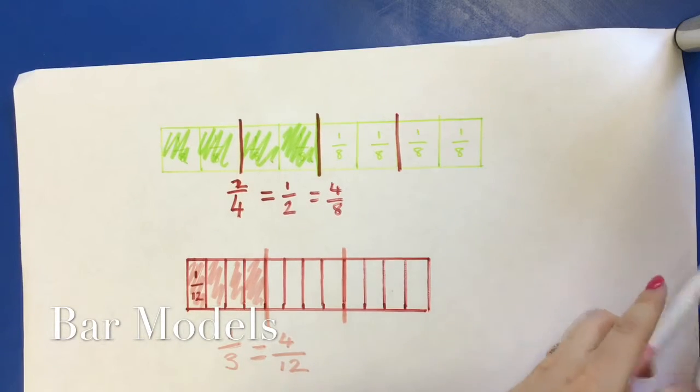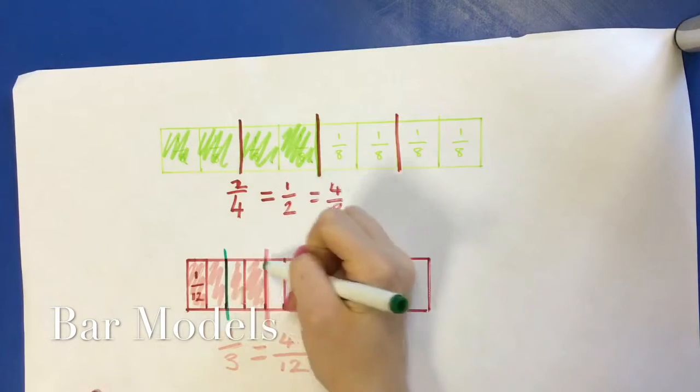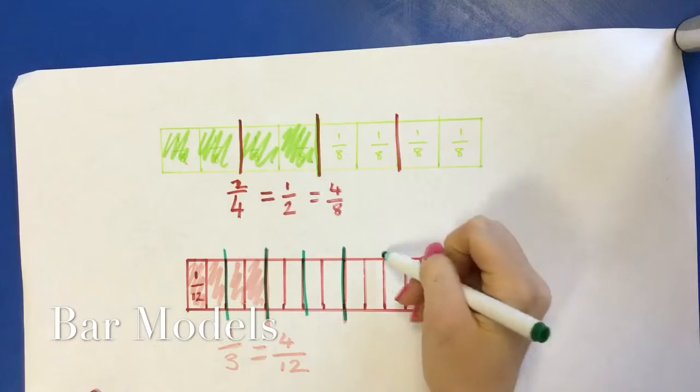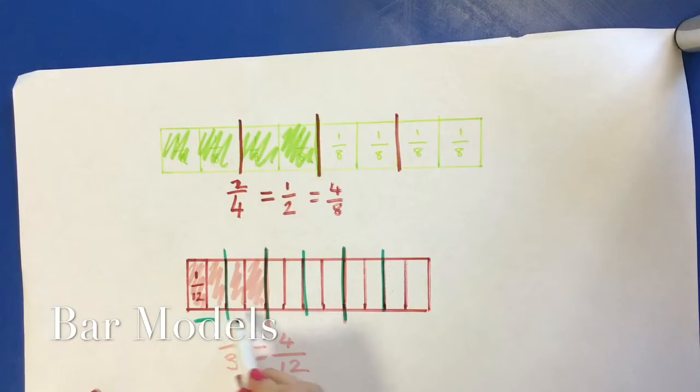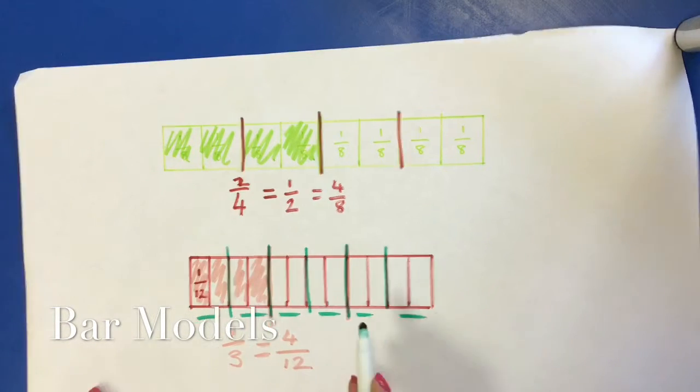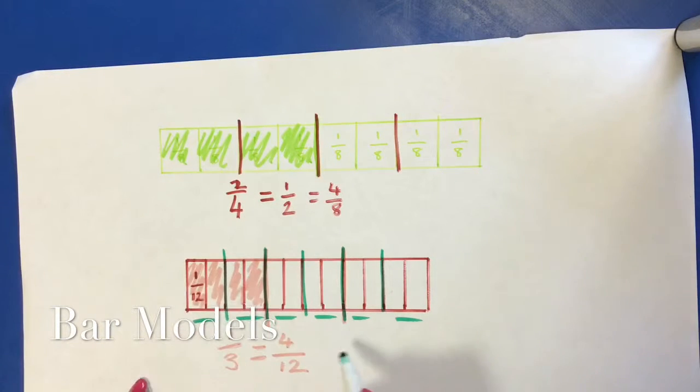I could try cutting it into sixths. So 1, 2, 3, 4, 5, 6 segments there. So each of those is a sixth. And so I can see that there are 2 sixths. So 4/12 is the same as 2/6, and 2/6 is the same as 1/3. So I can see lots of different equivalents, and that can be a really helpful way of using bar models.